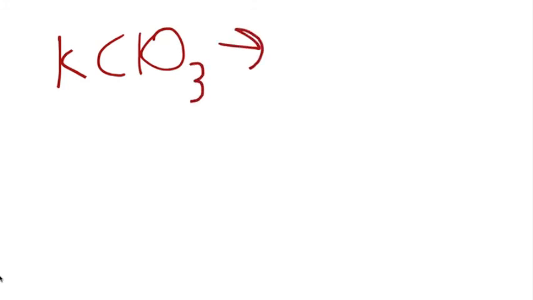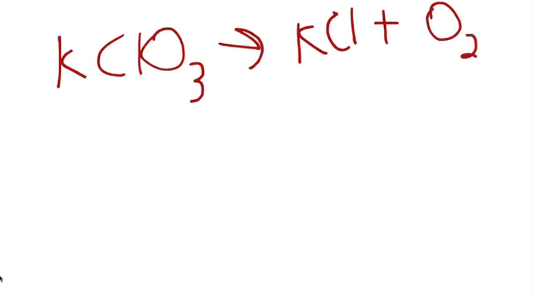Decomposition is the exact opposite. So for example, potassium, chlorine, and oxygen break down into the ions of potassium chloride and oxygen. This is decomposition because one compound is breaking down into its elements or into its ions, which is potassium, chlorine, and oxygen.